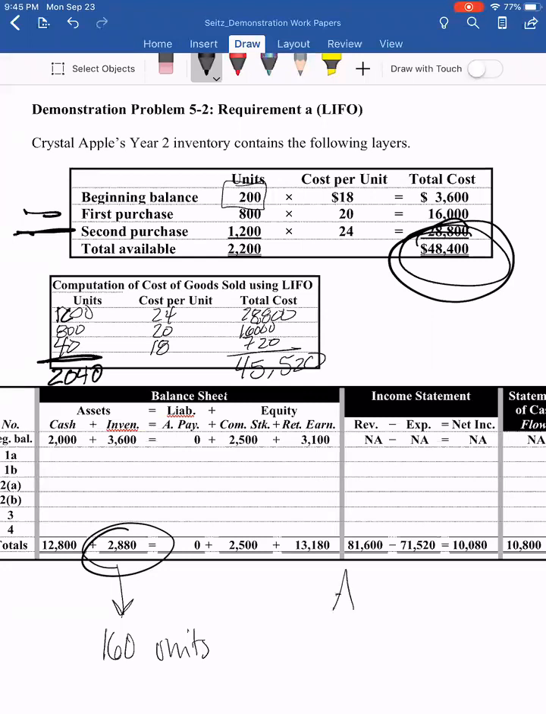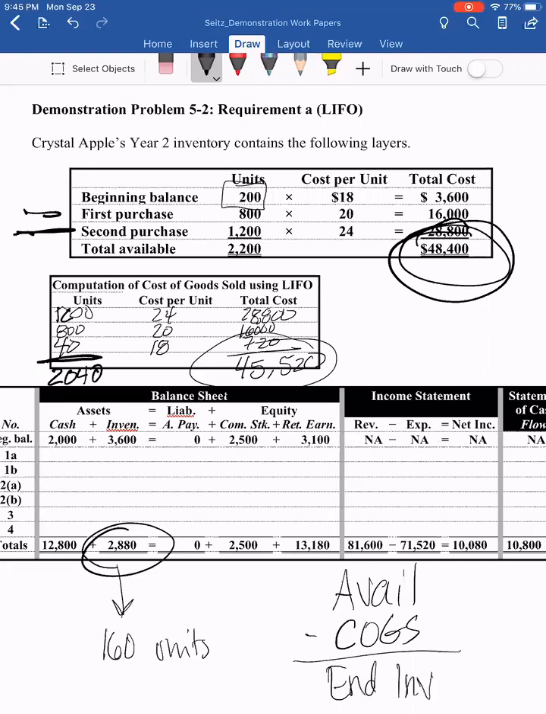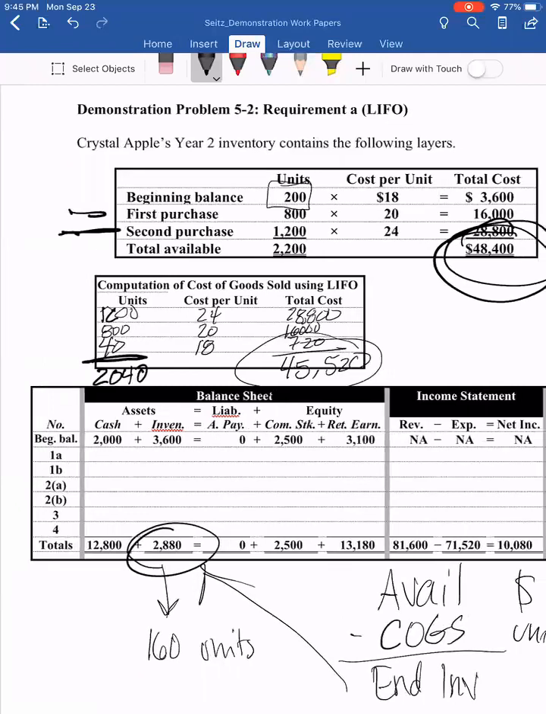So remember, what's available less your cost of goods sold, which is what we calculated right here, equals your ending inventory, which is right here. Okay, so you can do this in dollars or units. Works out in dollars or units. Okay, so remember me saying in the last video that really with the horizontal balance sheet, income statement, and statement of cash flows, the only thing that changes is how I cost for the items in 2B. That was the only one that would be different.